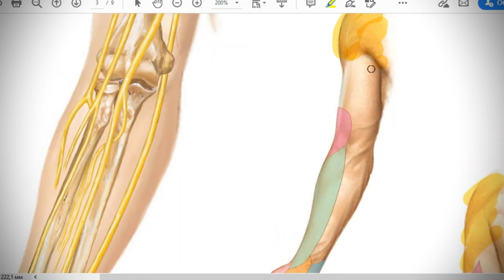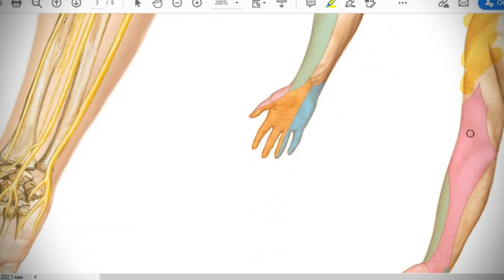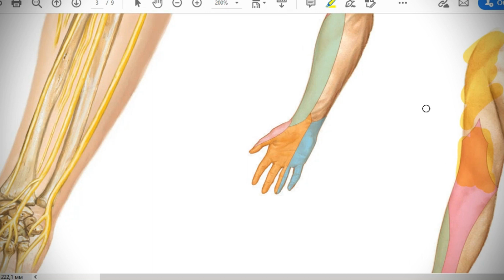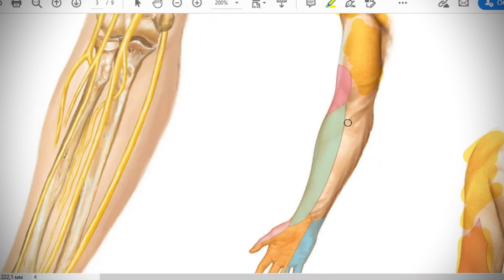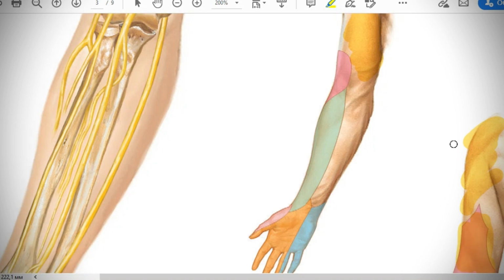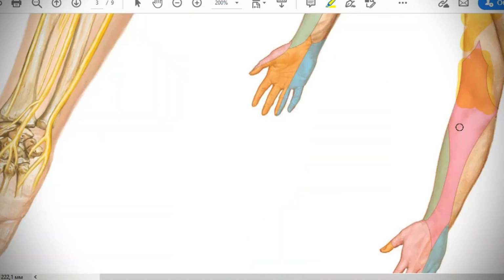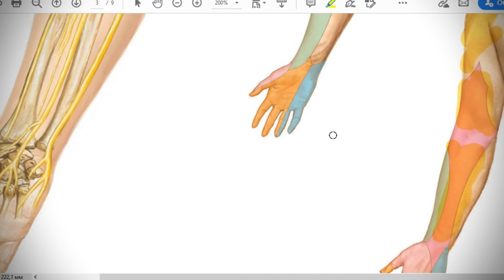Then the brachium. The posterior surface of the brachium, like on this level, is supplied by nervus cutaneus brachii posterior. It's the branch of nervus radialis, you remember. The anterior surface is supplied by nervus cutaneus brachii medialis. It's the branch of the medial bundle. Then the forearm. The back side, the posterior surface of the forearm, is supplied by nervus cutaneus antebrachii posterior. It's a branch of also the radial nerve.